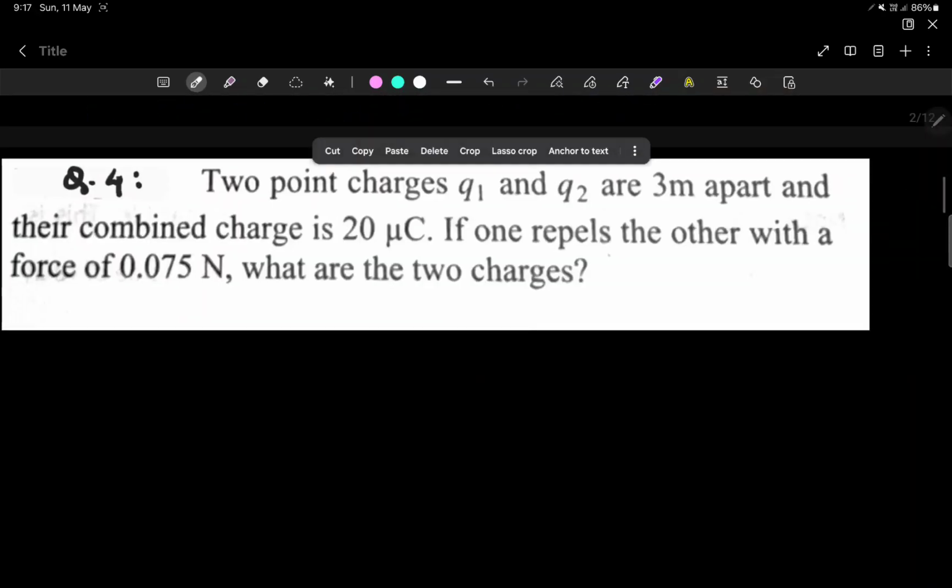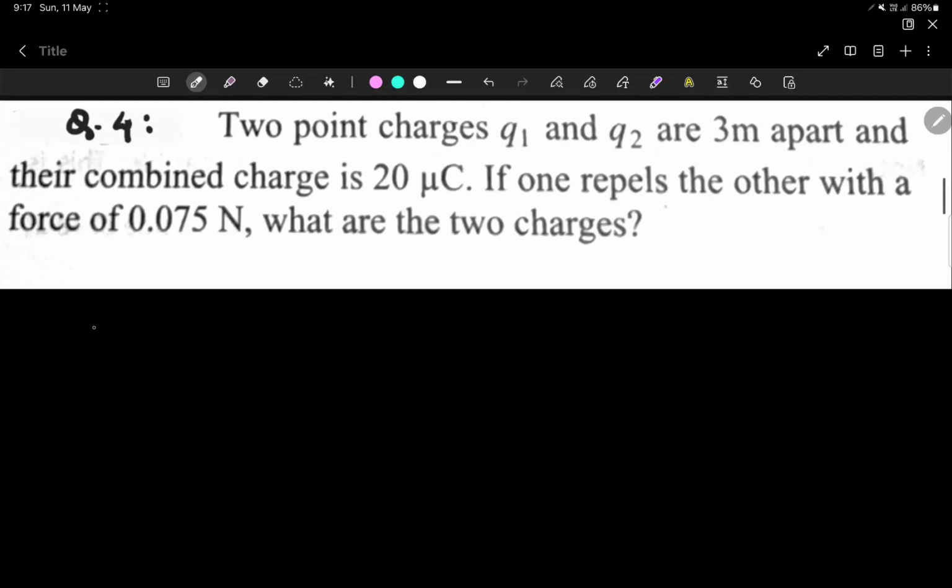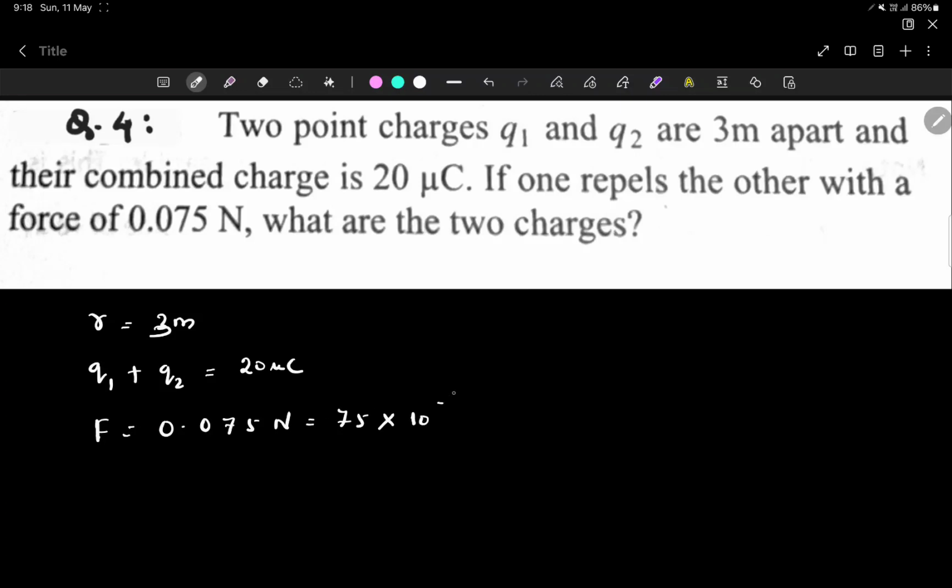Yes, next is our question number 4. Two point charges Q1 and Q2 are 3 meter apart. That means the distance of separation between them is 3 meter. Their combined charge is 20 microcoulomb. So this is a very important question. Q1 plus Q2, the combined charge, is 20 microcoulomb. If they repel each other with a force F equal to 0.075 Newton, that is 75 into 10 to the power minus 3 Newton, what are the two charges? That means find the value of Q1 and the value of Q2. So this is the question.